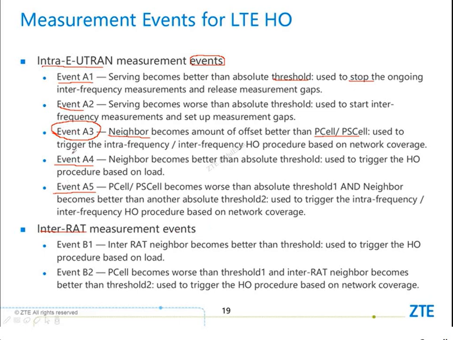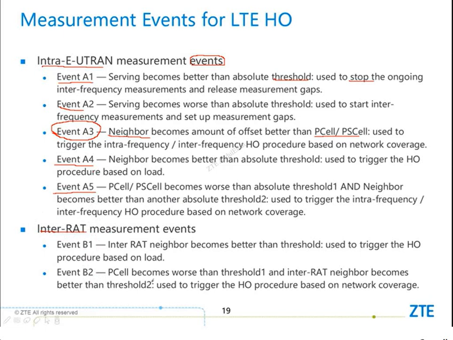Okay, so these are the intra-LTE handover events. And the second is inter-RAT. Inter-RAT also has two events, B1 and B2. B1 is similar to A4. B1 is for load-based handover between different systems.